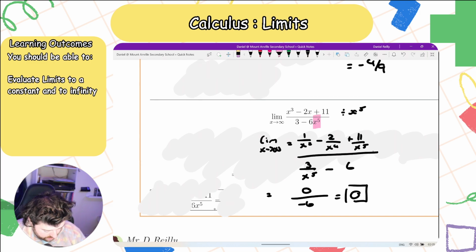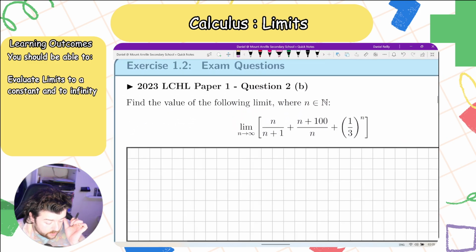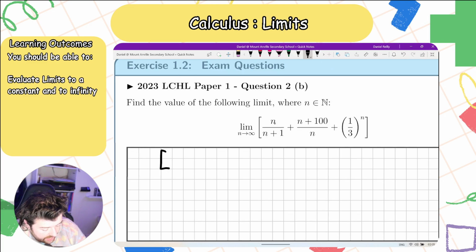Right? So let's look at two exam questions here. This is from 2023. I'm adding three functions together, but remember the limit of a sum is the sum of the limits. So I need to see here n over n plus 1. My highest power of n is just n. So n divided by n is 1, over 1 plus 1 over n, plus n divided by n is 1, 100 over n, all over n divided by n, which is 1, plus 1 over 3 to the n.